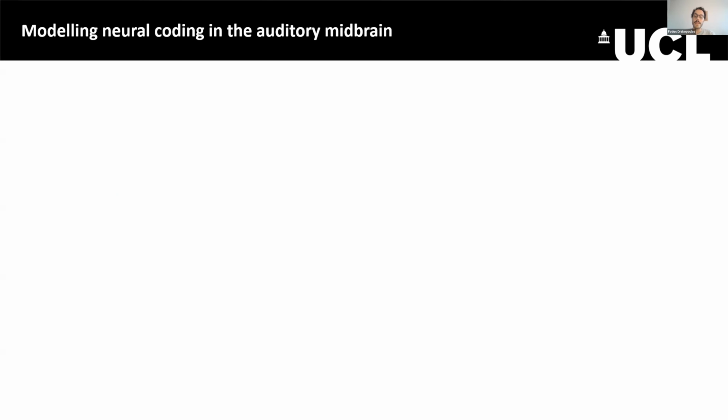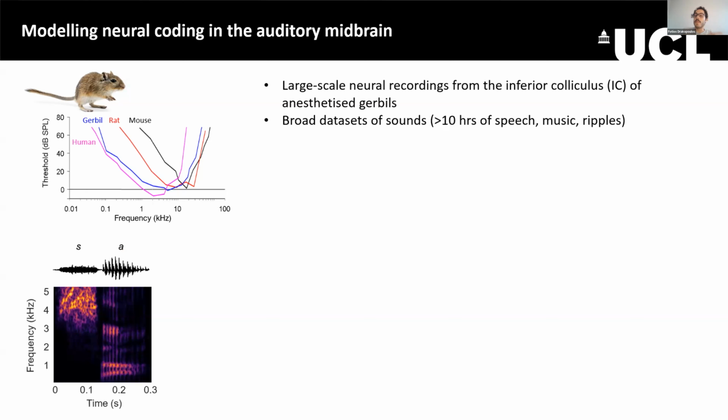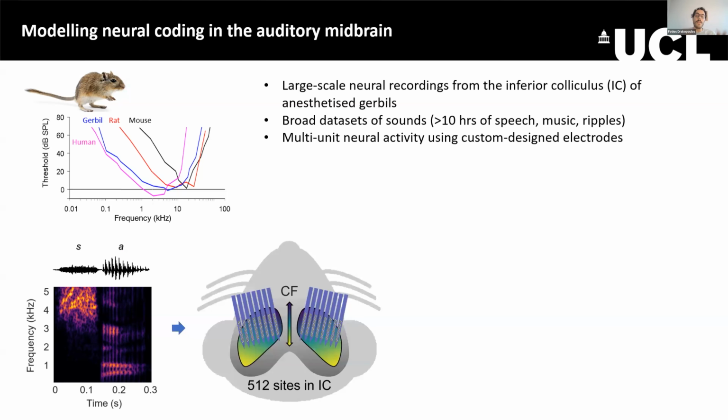brain with high accuracy. And what we've done in the last few years is that we've recorded a lot of large-scale neural data sets from the inferior colliculus of anesthetized gerbils, an animal with similar hearing sensitivity to humans. And this in response to broad data sets of sounds that include more than 10 hours of speech, music, ripples, etc. And what we do is essentially we play all these sounds to our anesthetized gerbils and we record their multi-unit neural activity in their brain using custom-designed electrodes.